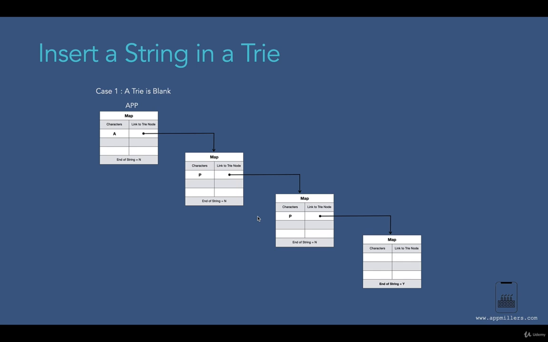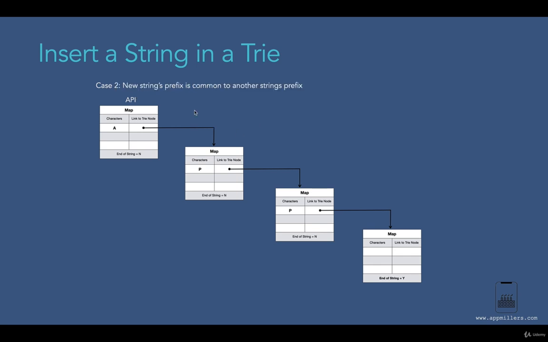Now let's continue to the next case. The next case is that the new string's prefix is common to another string. In this case, it means that we have already inserted some elements of this new string into this trie. Here you can easily see that the new string is API. If you look at this trie, you can see that we already have A and P, which is the prefix of this API string. So this means that we are not going to create a new node for these two characters.